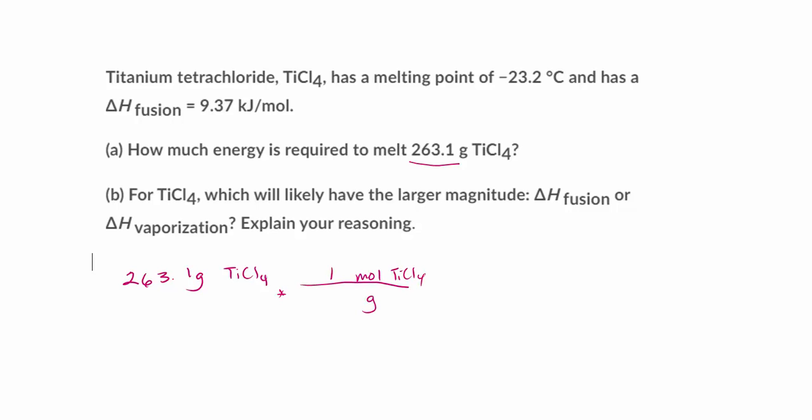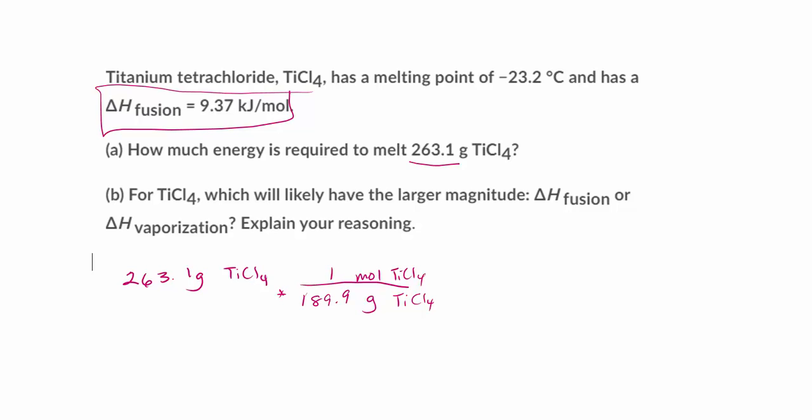Well, we need to look at the periodic table and find the molar mass. And I find the molar mass is 189.9 grams, TiCl4. So now I have moles of titanium chloride. Now, how much energy is required to melt this many moles of titanium chloride? Well, now I need to look at the delta H of fusion.